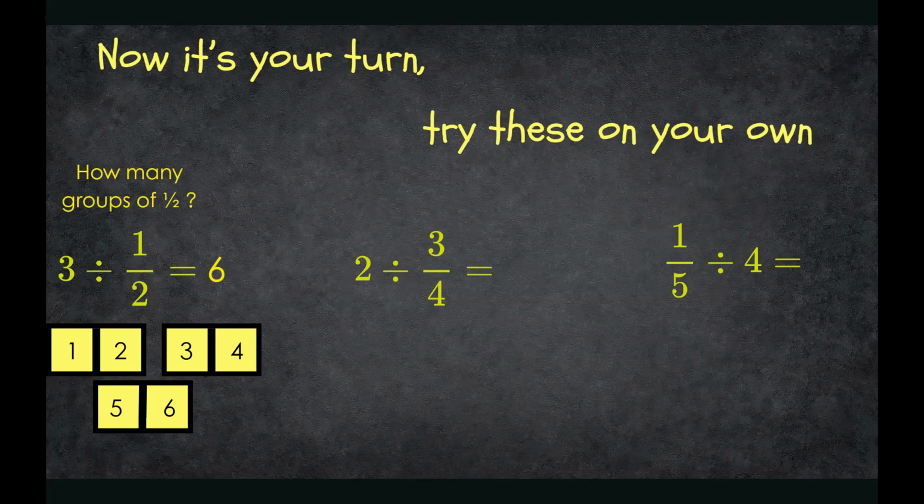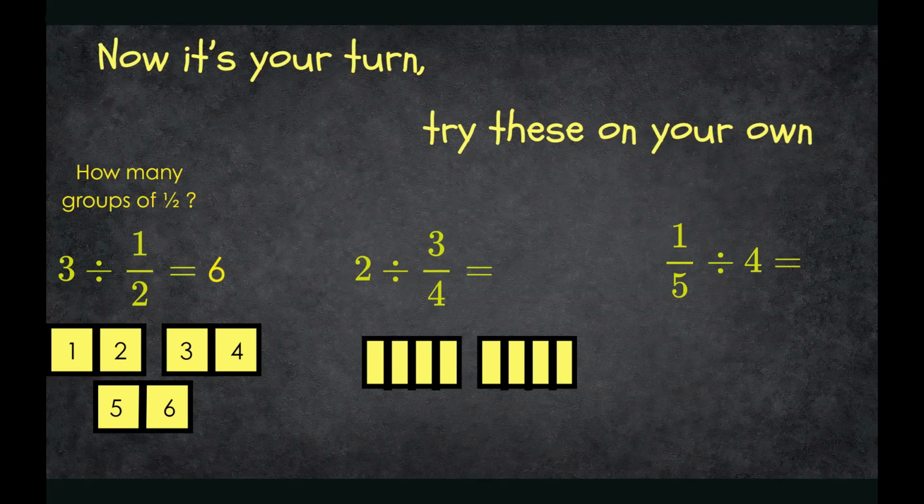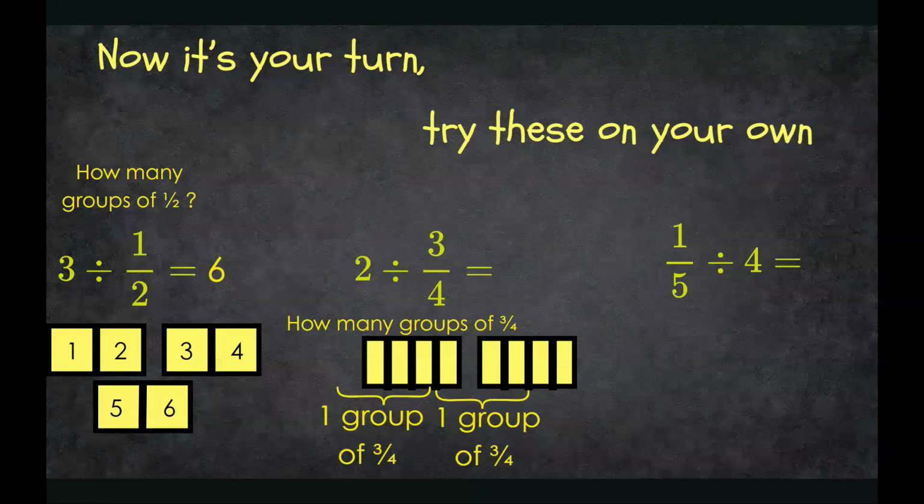In the second example, we have 2, and we're splitting that up into groups of 3/4, and we want to see how many groups of 3/4 that we have. So we draw 2 fraction bars, split those up into fourths, and now we're just going to count our groups of 3/4. So I have 1 group of 3/4. I can make another group of 3/4. So that gives us 2 full groups of 3/4.